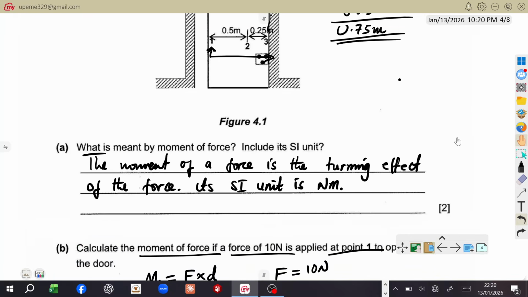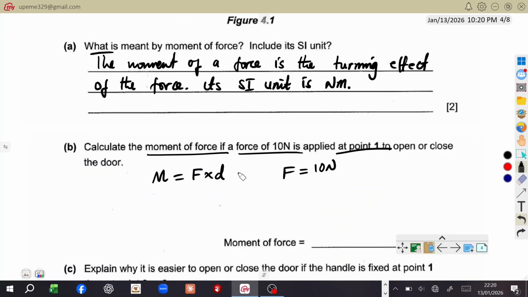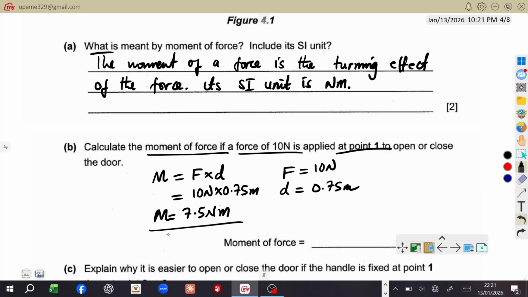So that will be the distance that you are going to use here. Your distance is going to be 0.75 meters. Then your moment, you say force 10 Newton times 0.75 meters, which is going to give you 7.5 Newton meters as your moment. You see, that will be your correct answer there.